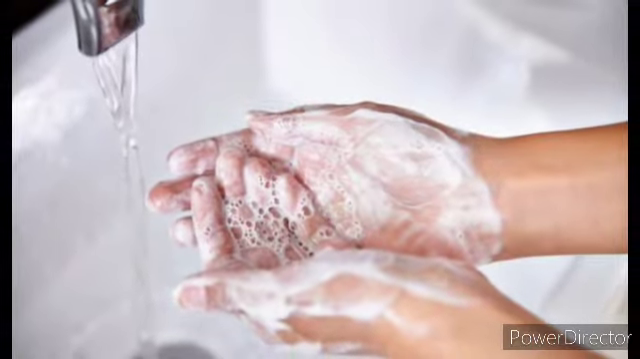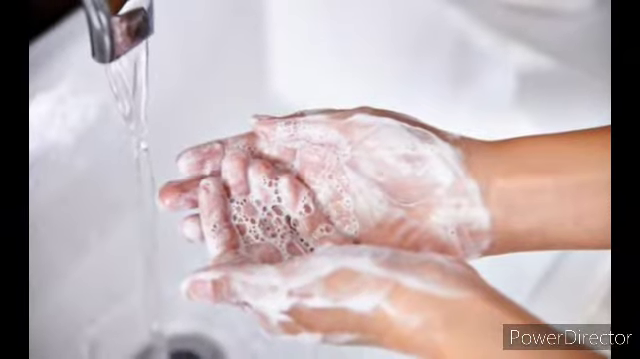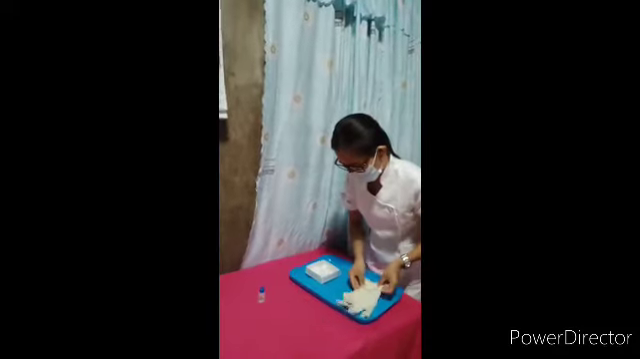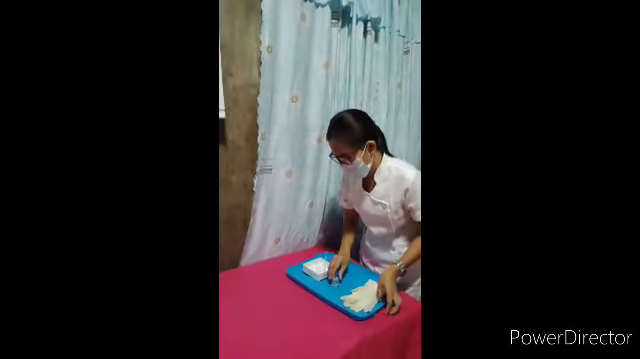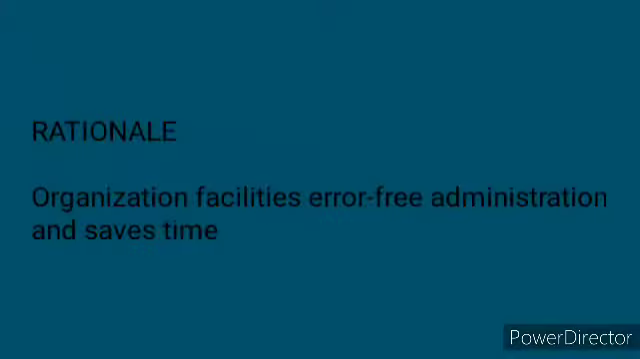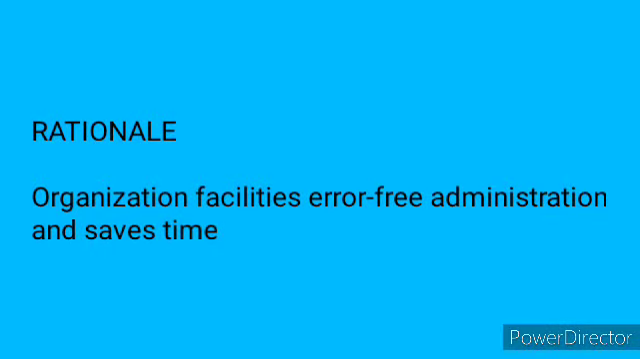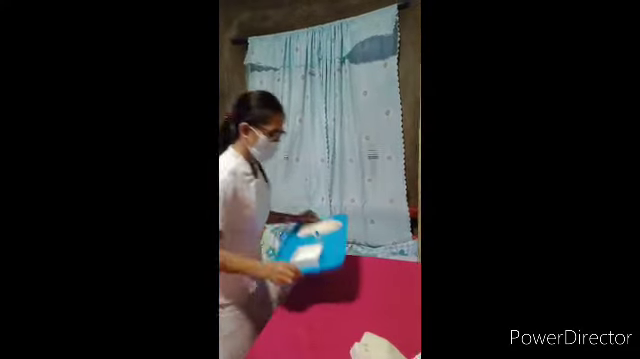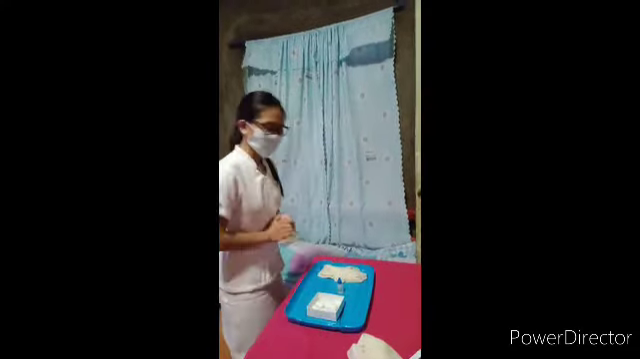Perform hand hygiene to prevent the spread of microorganisms. Place medication on a tray or move the medication cart outside of the patient's room, or prepare for the administration in the medication area. Step 5. Transport medications to the patient's bedside carefully and keep the medications in sight at all times.